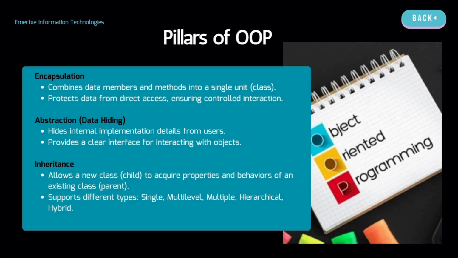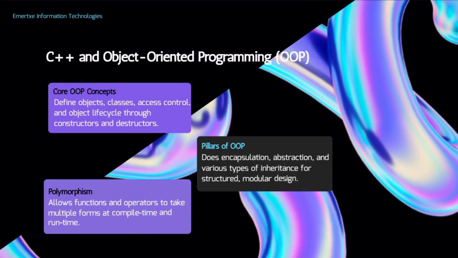Third, inheritance, reusing code from a parent class. We studied types: single, multi-level, multiple, hierarchical, and hybrid. The fourth, the most important, polymorphism. Now, let's look into polymorphism in a little detail.